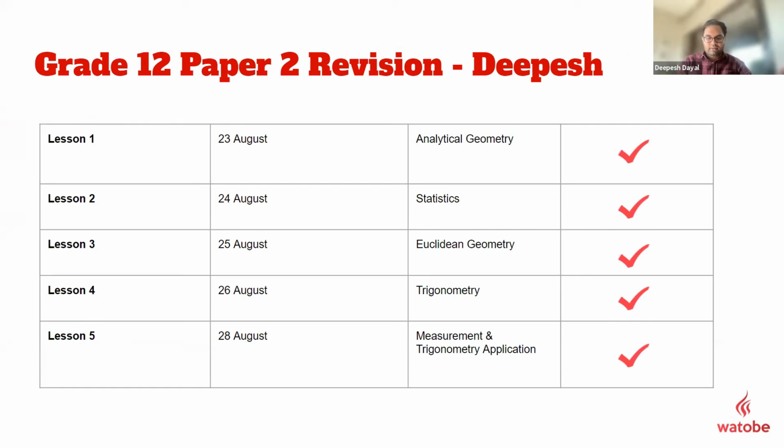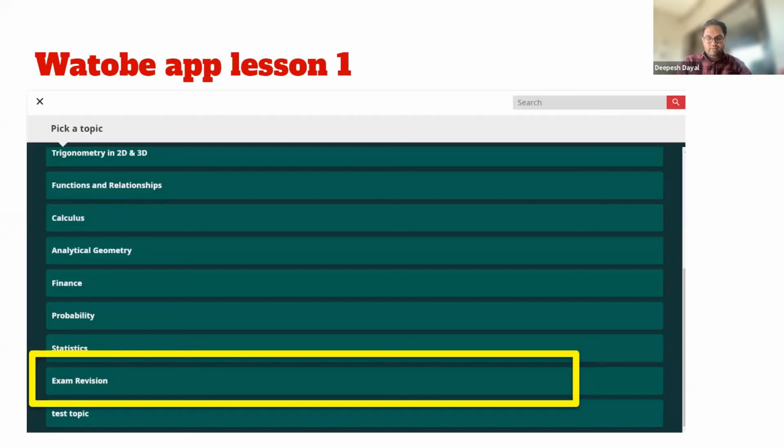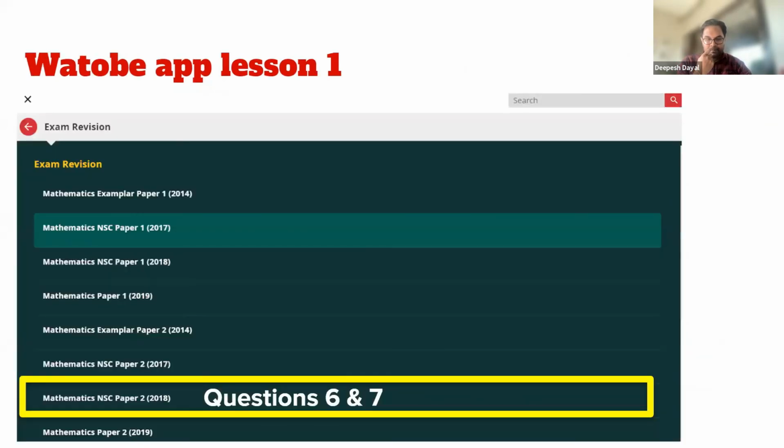All right, so the homework that we're going to be looking at is exam revision. We're going to go to the 2018 paper and look at questions 6 and 7 from there. They're very similar to what you guys have just done now, but it will challenge you a little bit more. So you guys can have a look at those. The memo is on the app as well.